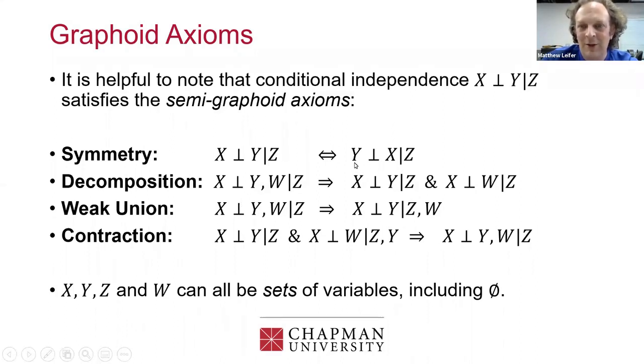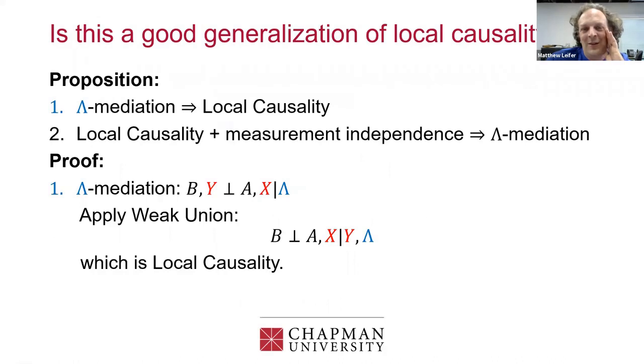So we have symmetry, which I already referred to. Decomposition says that if X is conditionally independent of two things, Y and W, then it's conditionally independent of them individually. Weak union allows you to take one of these things and put it on the right-hand side of the conditional. And contraction, from the probabilistic point of view, has to do with the law of total probability. In these axioms, X, Y, Z, and W could all be sets of variables, not just a single variable, including the empty set. So I can reason about ordinary independence just by making Z the empty set here. From this perspective, it just simplifies the derivations, which are otherwise a little bit messy if you go directly with the probability distributions.